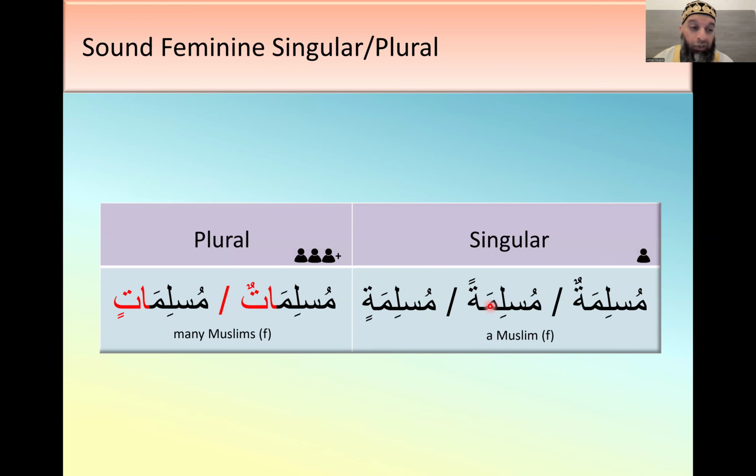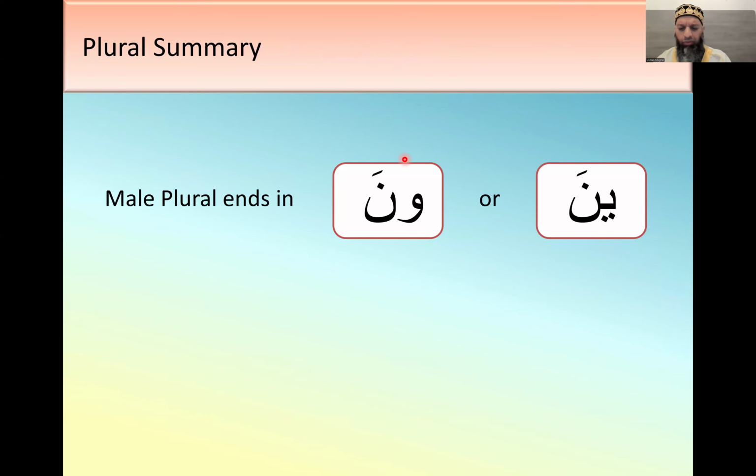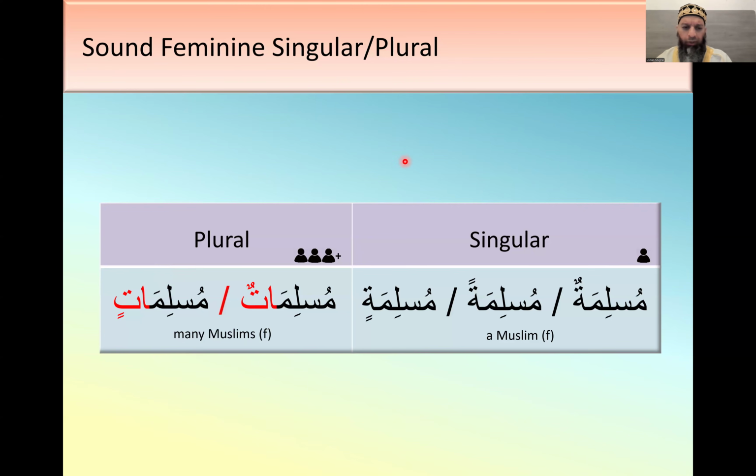What happens if you have plurals made up of males and females? So the way to tell is atun, atin is going to be the female ones. The una and ina is going to be the male ones. Okay, sorry. I'll maybe answer that question later, inshallah.